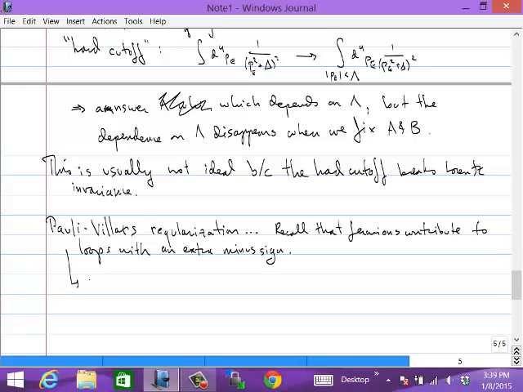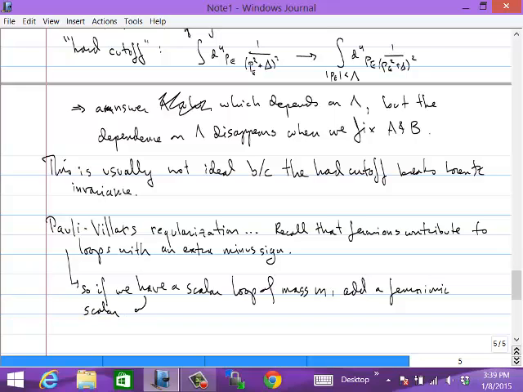Okay, so what does this mean? So if we have a scalar loop, where you have a scalar of some mass m, say, propagating in a loop, just add a fermionic scalar of some other mass, let's call it lambda, which would be much bigger than the mass of our original particle, which will cancel the divergence at high energies.